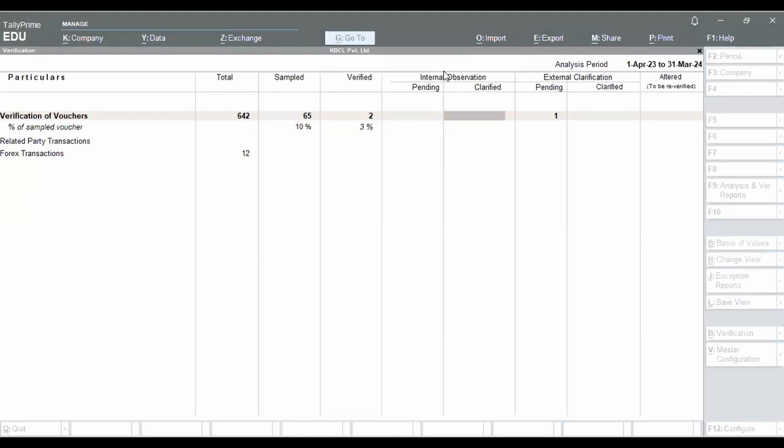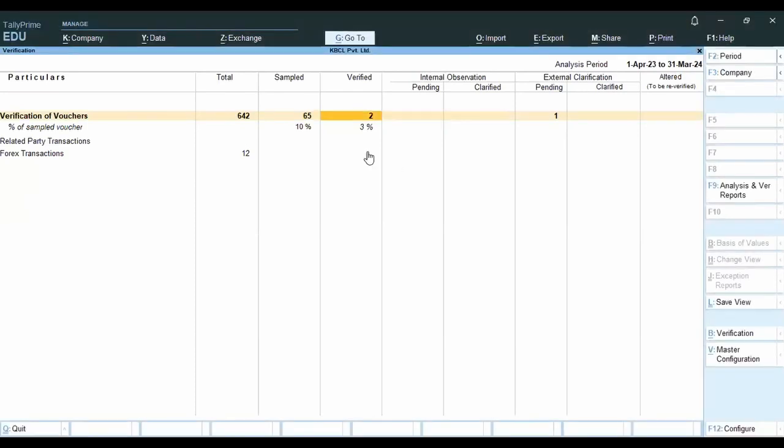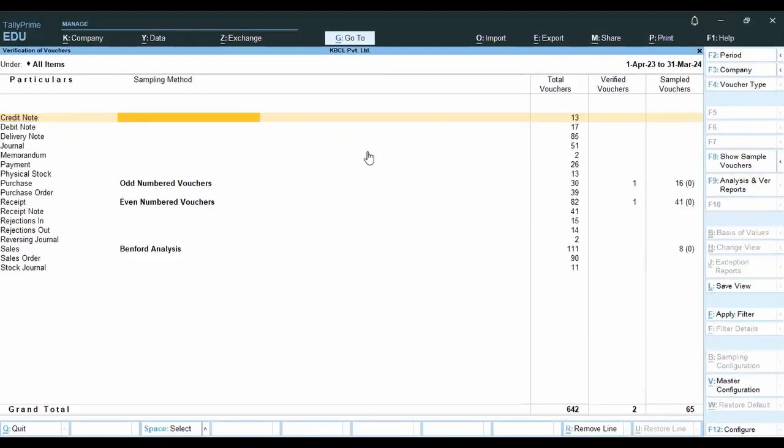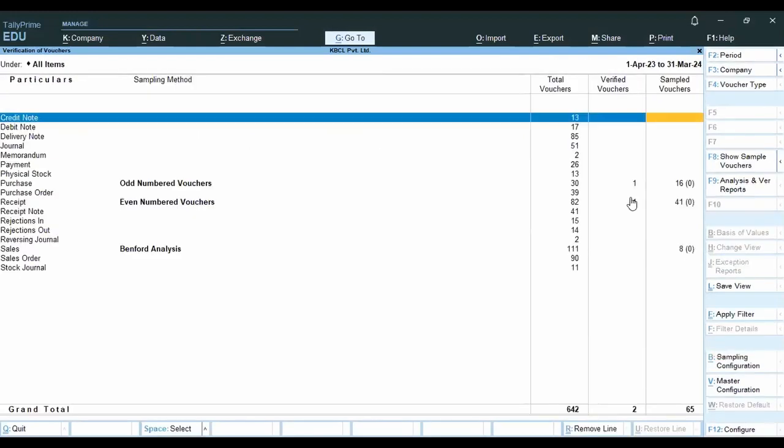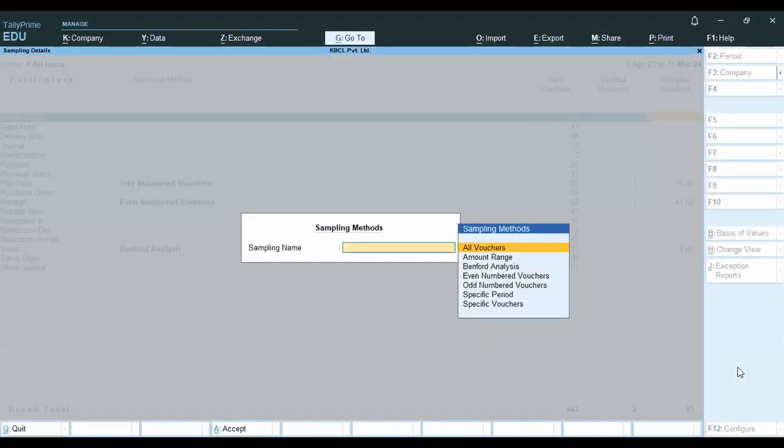Okay, Dhairyaji, yes, audit. You can select any sort of sampling method from here. Based on your choice, you can select the sample. And there are n number of methods of sample selection, like sampling configuration. So you can select any method of your choice, even number, odd number, amount, range, specific period.